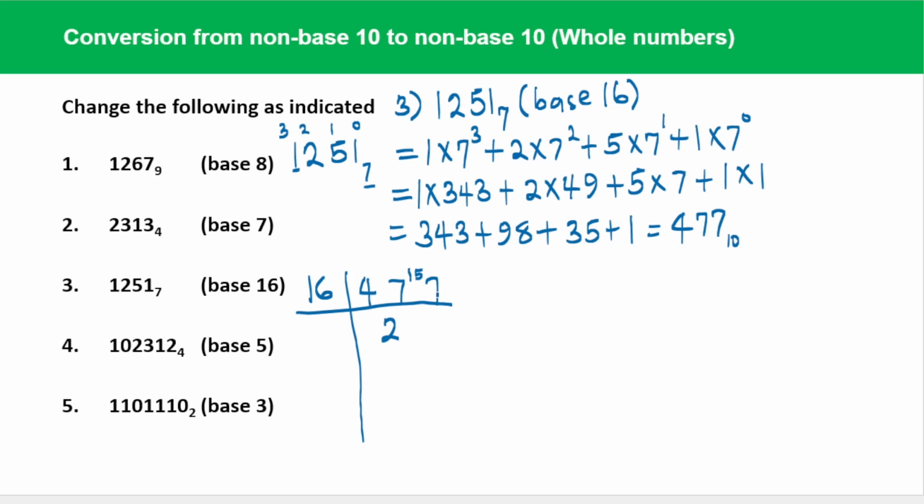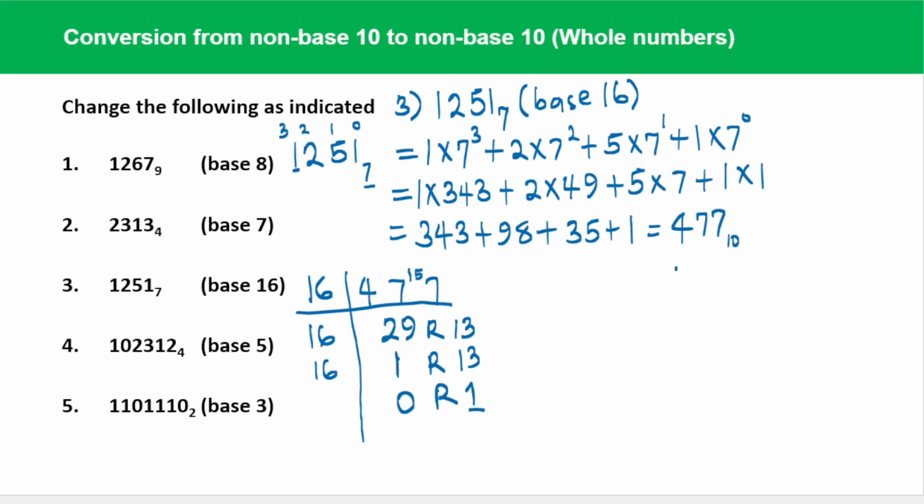So 157, how many 16 can we get from 157? That's 157 divided by 16. That will give us 9. 16 times 9 will give us 144. So 157 minus 144 will give us a remainder of 13. So our final remainder will be 13. 16 here 1. That will also give us a remainder of 13. And 16 here is 0. 16 and 1 is 0. Since the 1 was not divided, we'll move it over here as our last remainder.